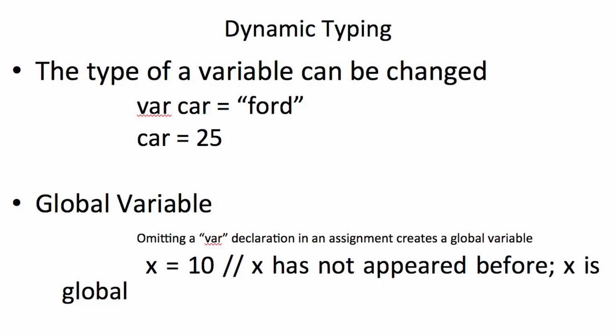Omitting the var declaration makes the assignment create a global variable. Suppose we are not prefixing var on a variable, it means we are creating a global variable. So, here x equals 10 means x is a global variable, because we are not writing the var keyword before x. This way we can declare a global variable.